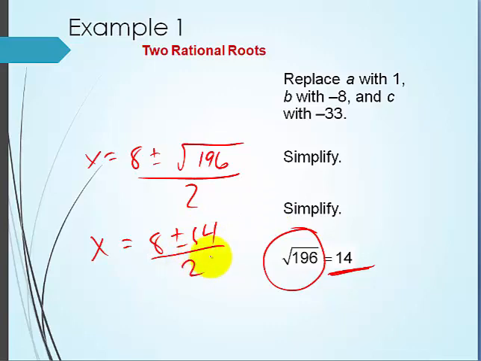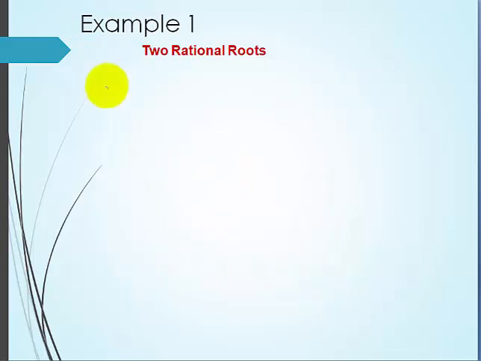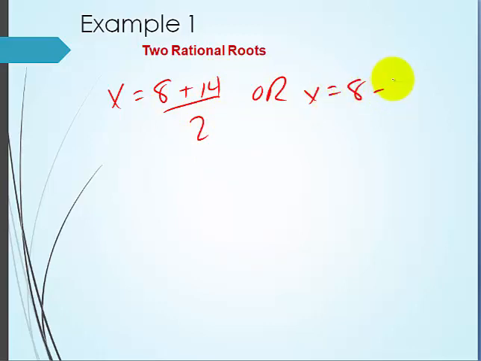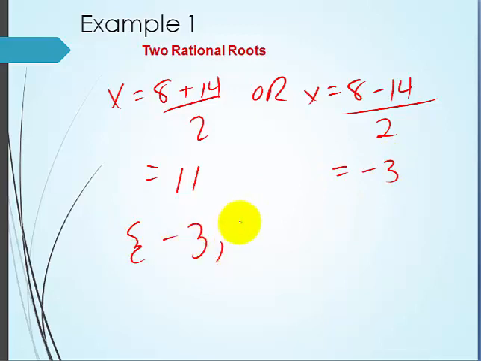Then the last thing I need to do is actually separate it to get my two roots. So I have x is equal to 8 plus 14 over 2, or x is equal to 8 minus 14 over 2. And when I simplify that, I get 11 and -3. So therefore my solutions are -3 and 11. And again, those represent our x-intercepts.